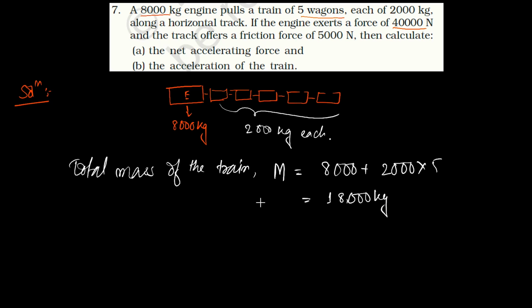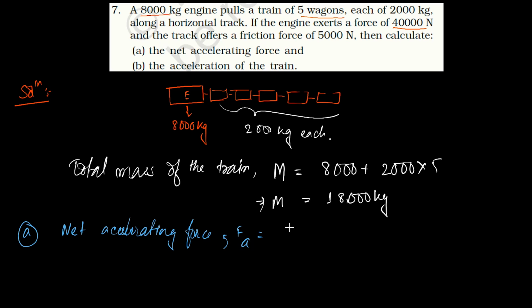We have to use it again, so keep in mind this value, 18,000 kg. Now the first question I will try to solve. What does this first question ask? The total or the net accelerating force. That means whenever that train has to accelerate, there has to be some accelerating force, right? That net accelerating force, I will represent as F_A. A means acceleration and F means force. That means the accelerating force.